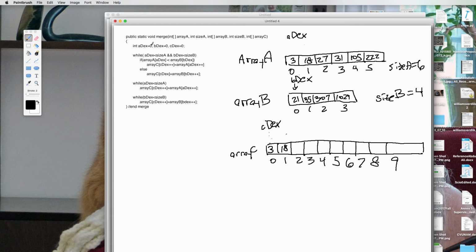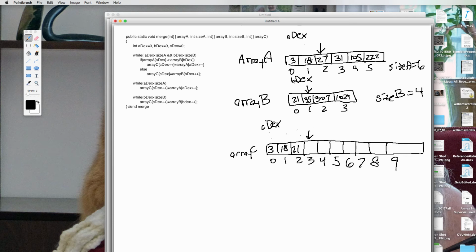So when that happens now, A-dex is now pointing here, and C-dex is now pointing here. Now in this case, it turns out that this is less than that, so I'm going to copy this down to here, and I will advance this reference here and this reference here. So I've got a 21 here.